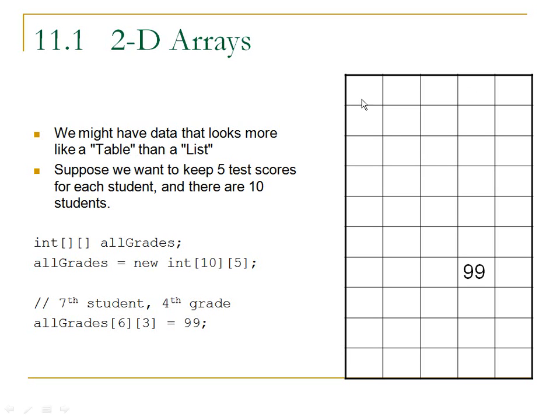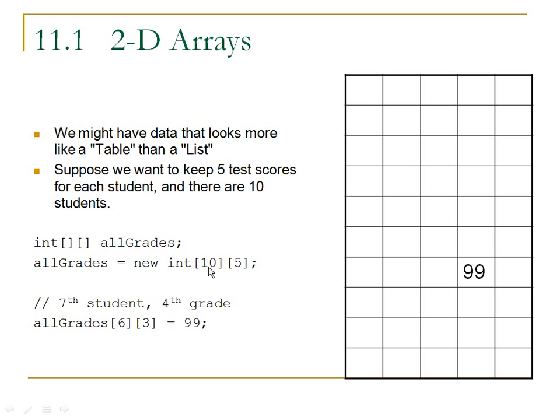So I'm going to say that each of these rows represents a student and each of the columns represents a test. So here's the Java declaration for a two-dimensional array of ints, two sets of square brackets, and we're going to pronounce this data type as int array array. So then when we allocate the space for the two-dimensional array, we're going to specify the rows first and the columns second.